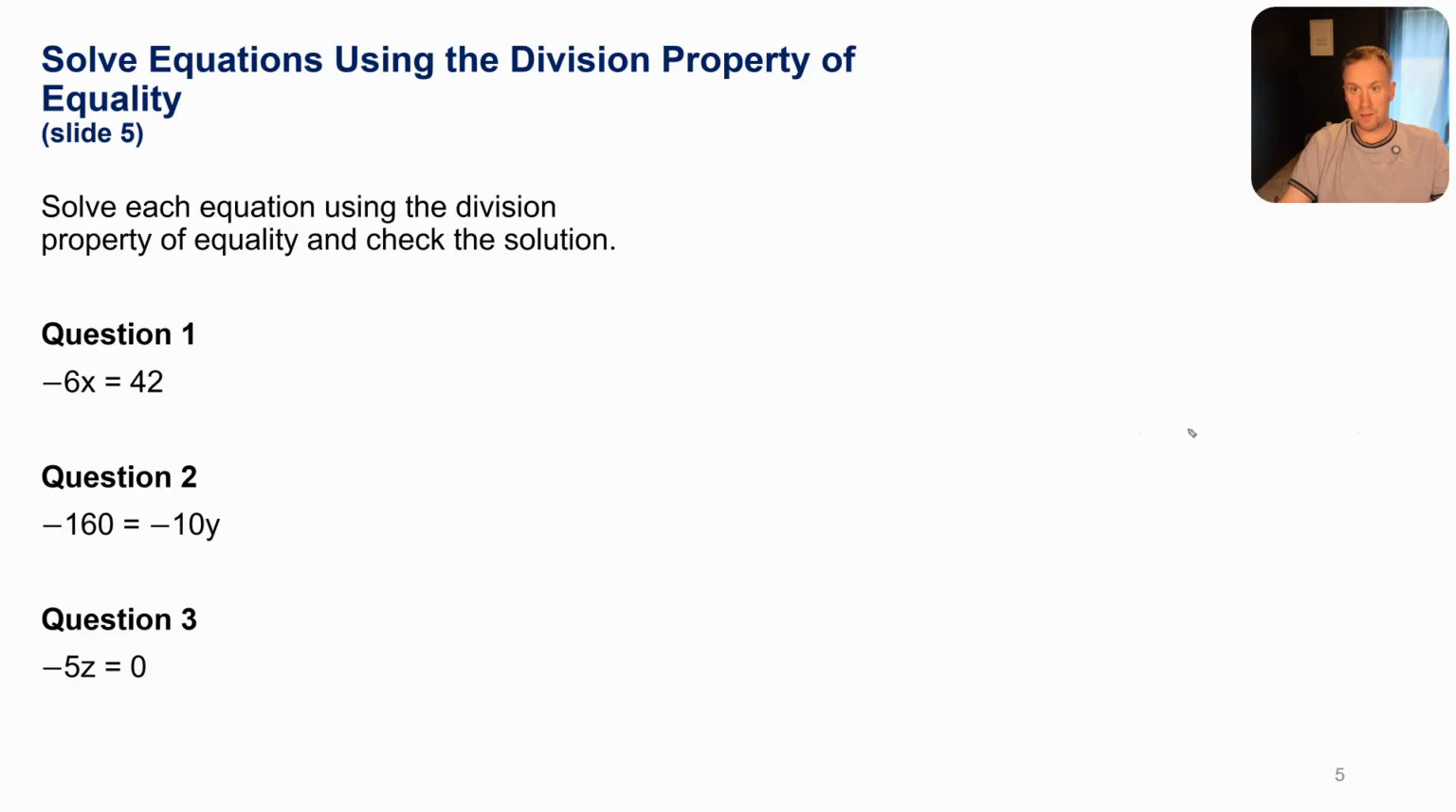The last question is interesting because it includes a 0 here. So we have negative 5z equals 0. Now we have that negative 5 next to the z variable. So to get the 5 away from the z, we do the opposite operation that relationship is currently showing. It's currently showing multiplication, negative 5 times z. The opposite of multiplication is division. So I'll divide negative 5 from the left-hand side and divide negative 5 by the right-hand side.